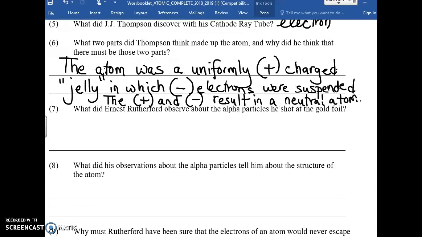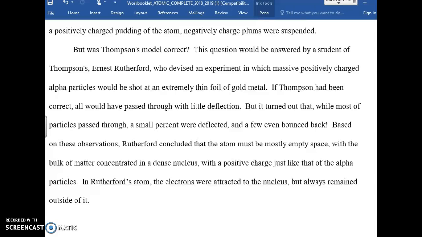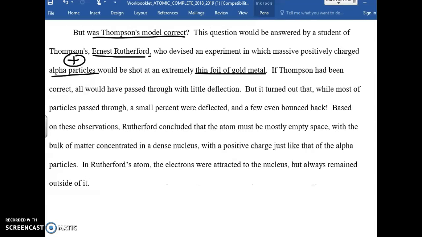Number seven, what did Ernest Rutherford observe about the alpha particles he shot at the gold foil? Let's look in the text. The question was, was Thomson's model correct? A student of Thomson's, Ernest Rutherford, devised an experiment. He shot tiny, positively charged alpha particles at a thin foil of gold metal. And if Thomson had been correct, all would have passed through with little deflection. But that's not what the man found.